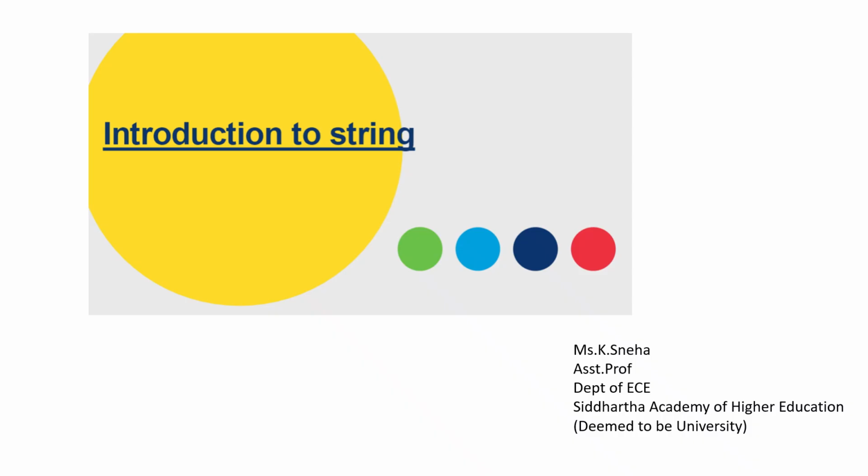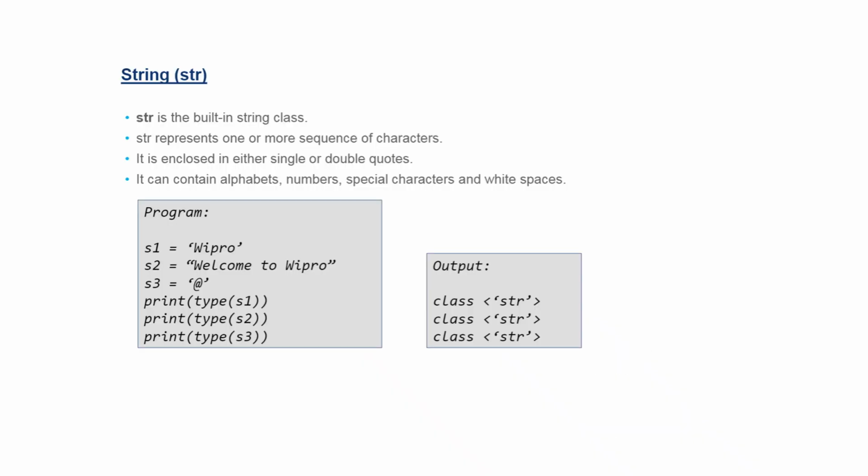Now let us start discussing about strings. String is the built-in class. The shortcut to represent string is str. It represents one or more sequence of characters. It is enclosed in either single or double quotations. It can contain alphabets, numbers, special characters, and white spaces.